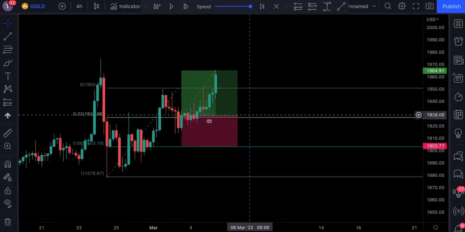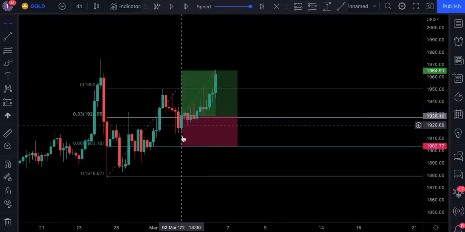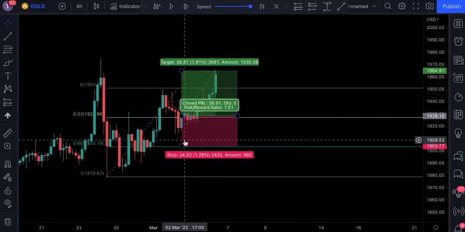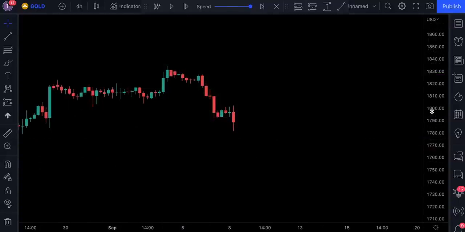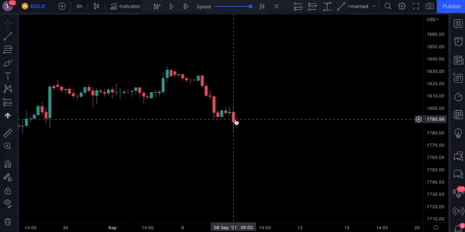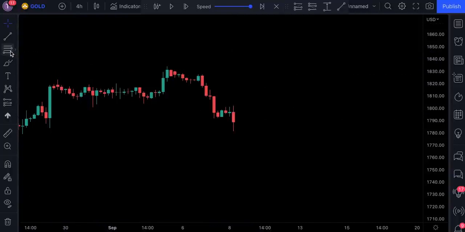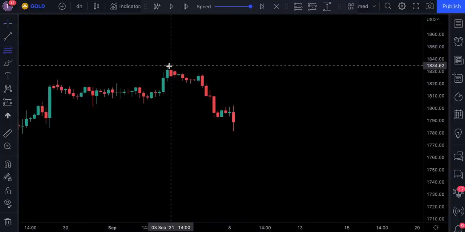By the way, if the price action breaks below the 33 and the 66% level, we're simply gonna switch the Fibonacci and look for sell opportunities. Exactly opposite is true for short trades. First, the price action has to be moving downwards. Second, we draw the Fibonacci retracement from the recent swing high to the recent swing low.